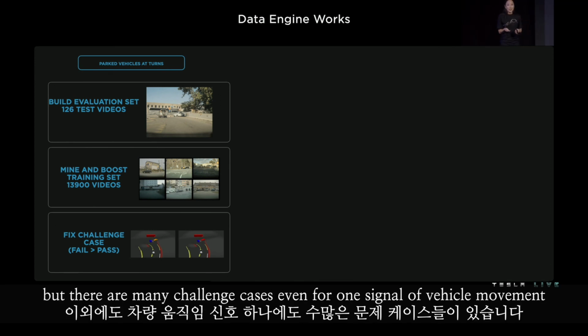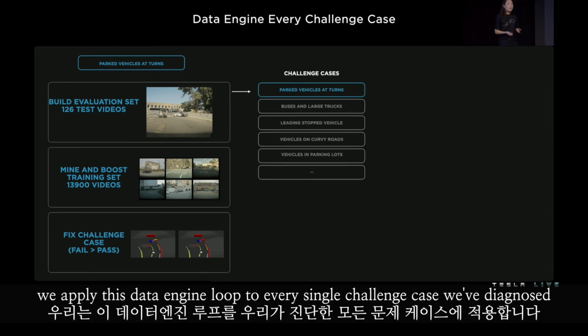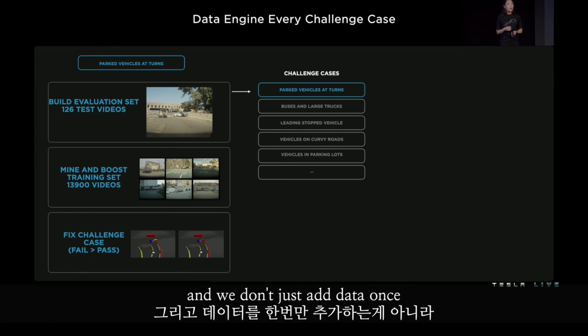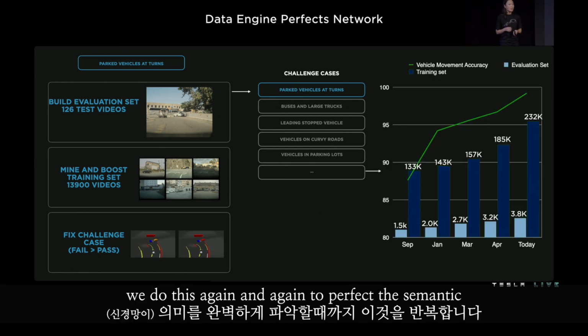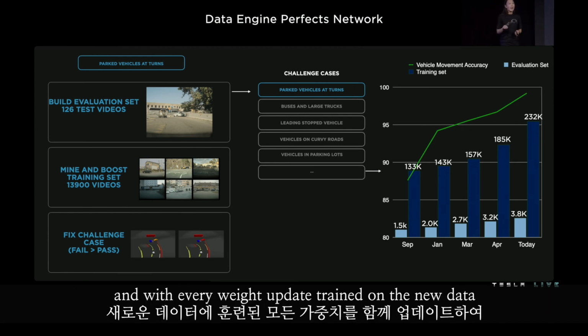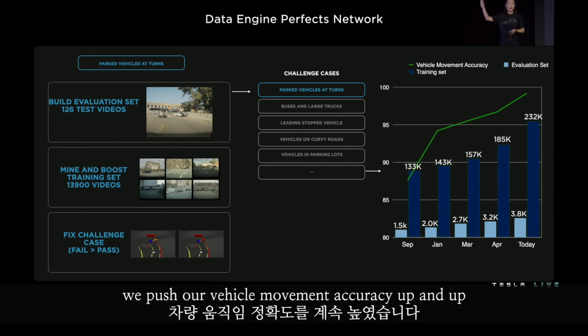But there are many challenge cases even for one signal of vehicle movement. We apply this data engine loop to every single challenge case we've diagnosed, whether it's buses, curvy roads, stopped vehicles, parking lots. And we don't just add data once, we do this again and again to perfect the semantic. In fact, this year, we updated our vehicle movement signal 5 times, and with every weight update trained on the new data, we push our vehicle movement accuracy up and up.